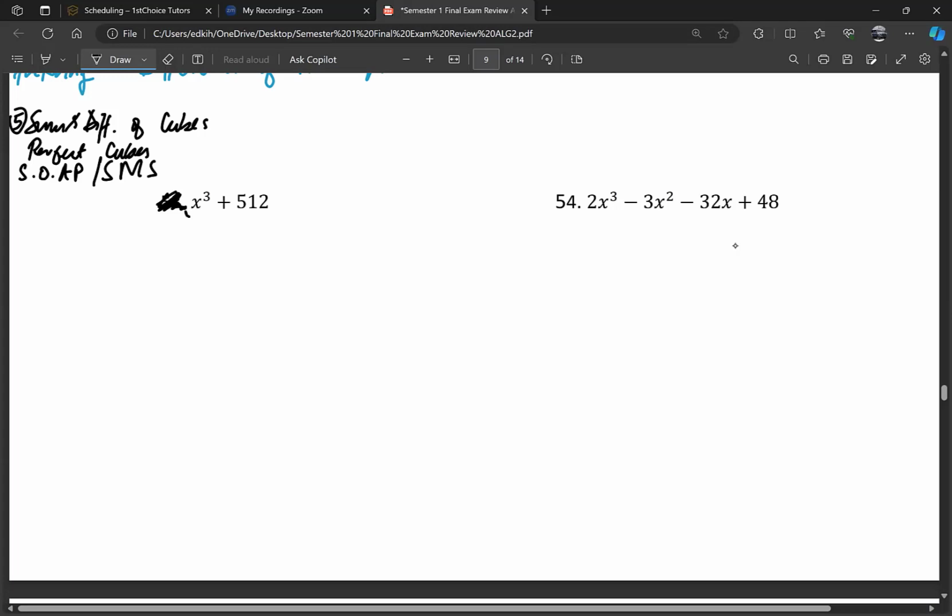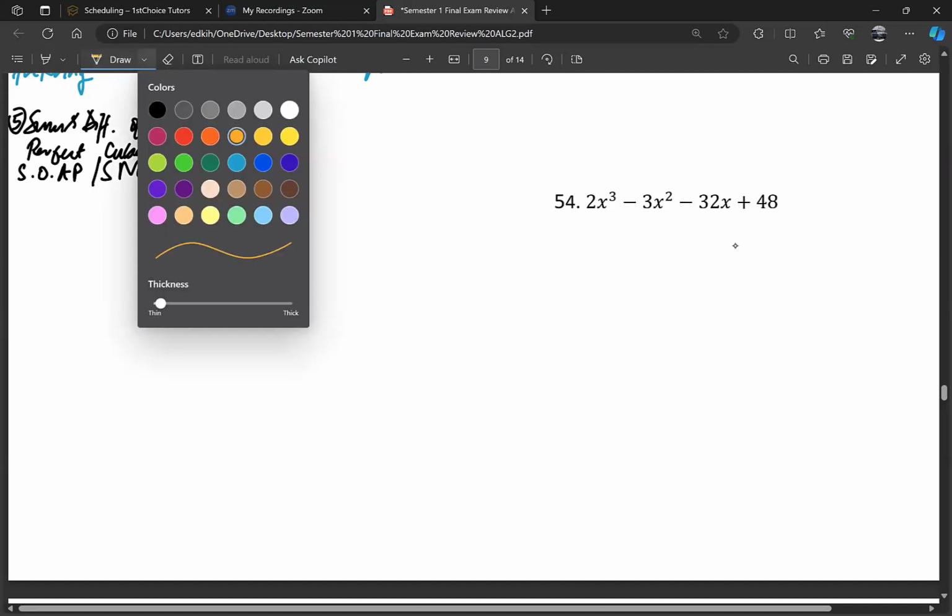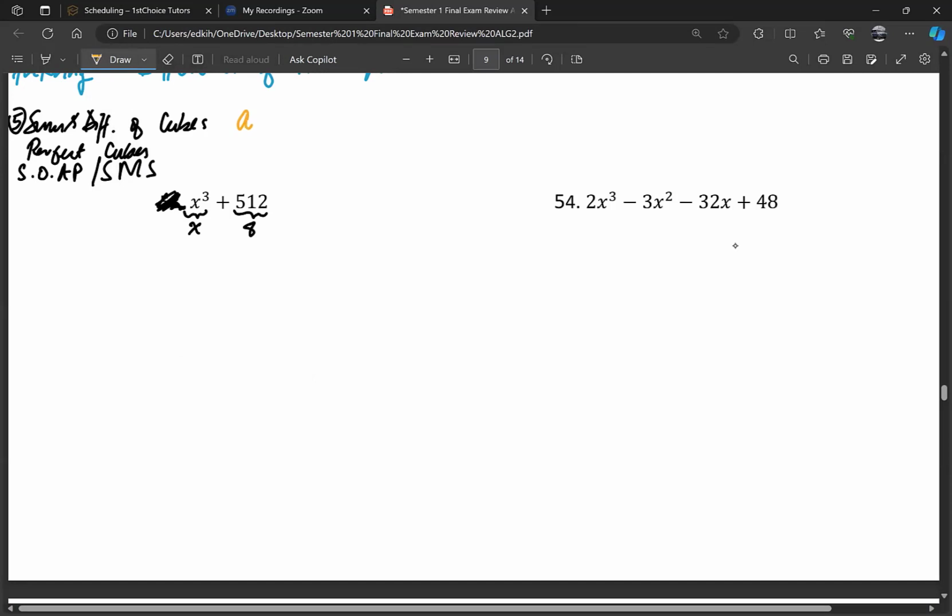So does x cubed have a cube root? If you've answered yes, you are correct. The cube root of x cubed is just x. Does 512 have a cube root? If you've answered yes, you are correct. And I think the cube root of 512 is 8. So this is a sum of cubes. Now, for those who may have forgotten, let me write down the sum of cubes up here, sum and difference of cubes. So let's say we have a cubed, something that has a cube root, plus another thing that has a cube root, which is what we're looking at here. That's this example. We said it factors like this. It's always going to be a binomial and then a trinomial.